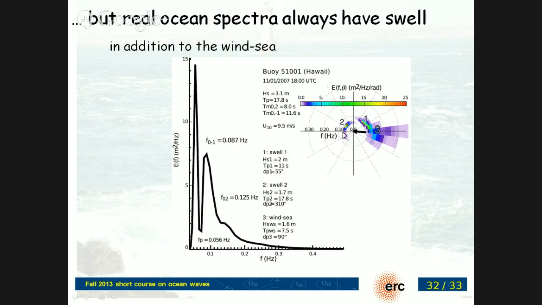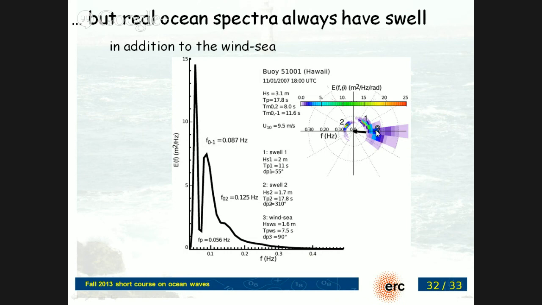And the radius here is frequency, so 0 at the center corresponds to 0 frequency, very long waves, and as you go outside, the frequency is getting higher, which means the waves are getting shorter, right? Because 0.3 hertz is 3 seconds, and of course 0.1 is 10 seconds. These are long periods and then long wavelengths.